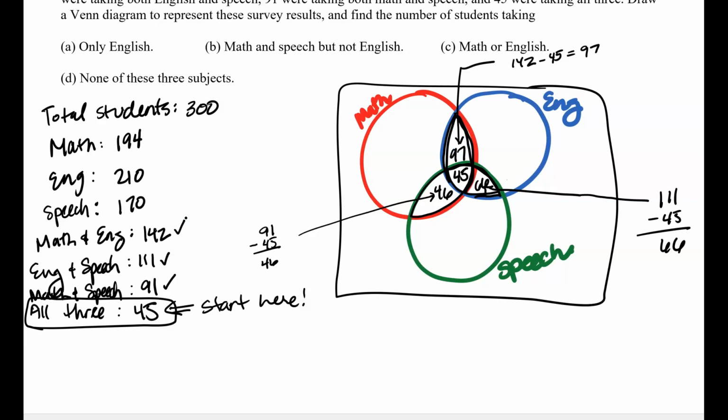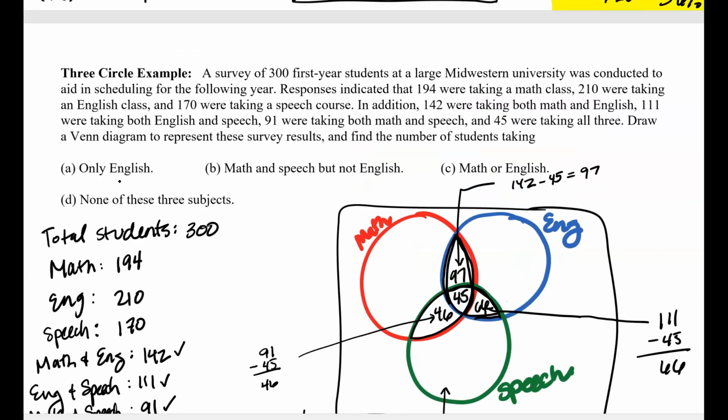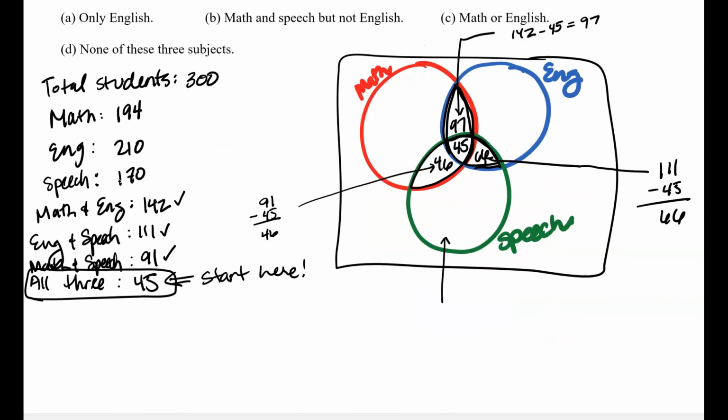And now speech, that's the entire speech circle. So that's all of the green. So let's think about what's already there. So the total speech needs to be 100 and, is that a 2 or, and that looks like a 7. Let me just double check. Yep, 170. Okay, cool. Can't read my own writing sometimes.